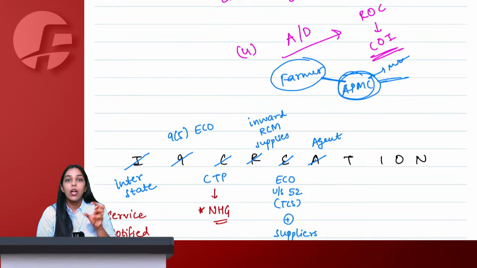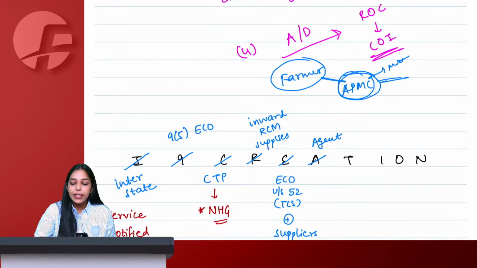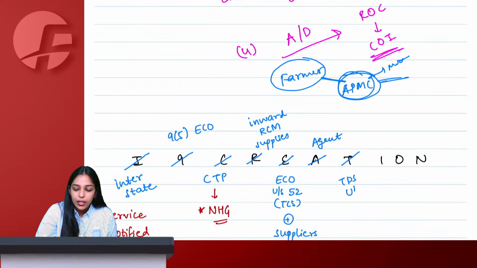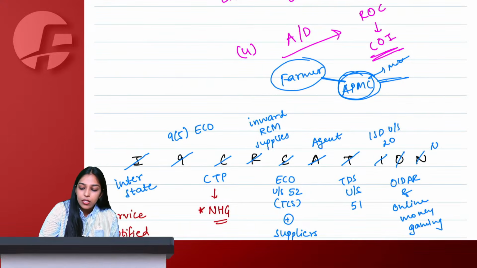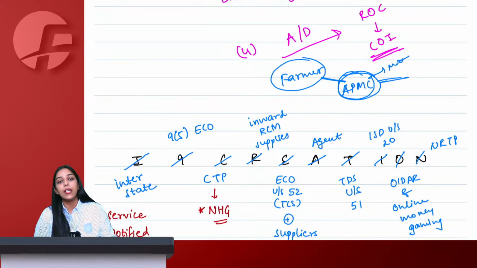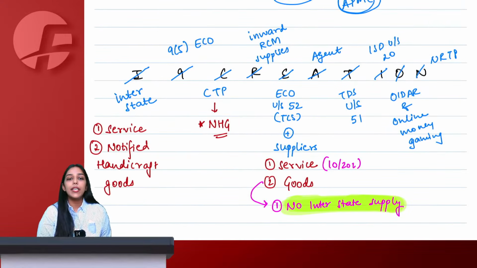But if there is an agent who is dealing on behalf of a taxable principal for taxable goods, then that agent has to take compulsory registration under GST. Right, ma'am. Then T means, if I am a TDS deductor under section 51, input service distributor under section 20, OIDAR service provider and online money gaming, and N means non-resident taxable person, NRTP. These are the people required to take compulsory registration under GST.